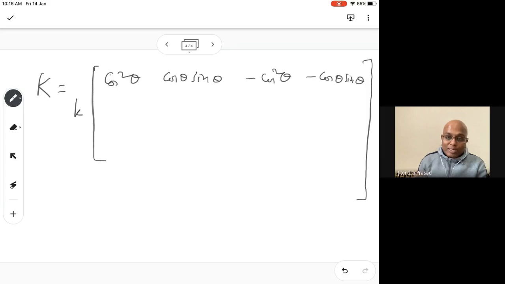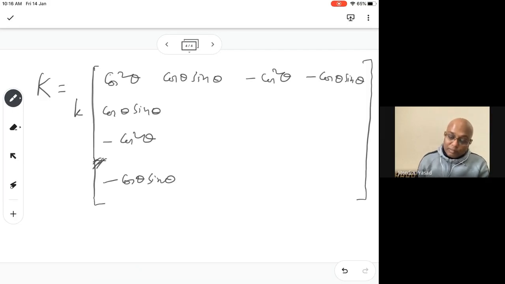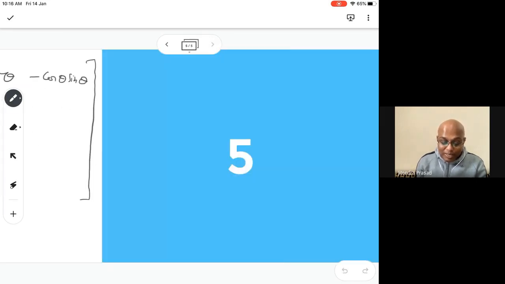Now you know that it is symmetric. You can straight away write here cos theta sine theta. You can write here minus cos square theta, and here write minus cos theta sine theta. Automatically you can write it. Okay. Now the same thing can be done for the other cases.